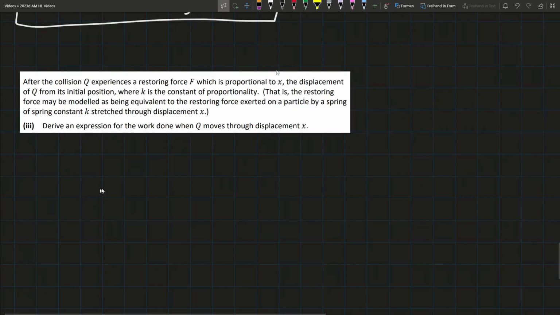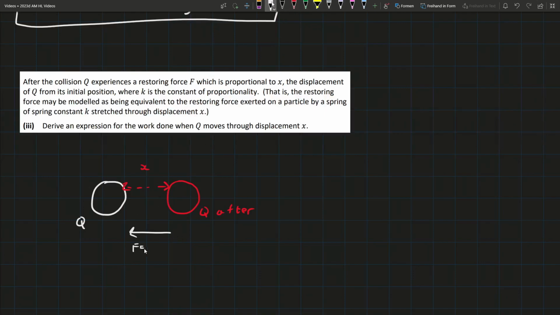So basically what it means is if we have Q here, and let's say, remember, because Q is a part of the particle, what happens is if Q moves to here, let's say it moves a distance of x, so this is x, then there's a restoring force. So this is Q after the collision, there's going to be a force pushing Q back towards its original position. So there's going to be a force which is going to be proportional to x, or in other words, the force is equal to kx. Constant times x, where k is the constant of proportionality. So this is basically just Hooke's law.